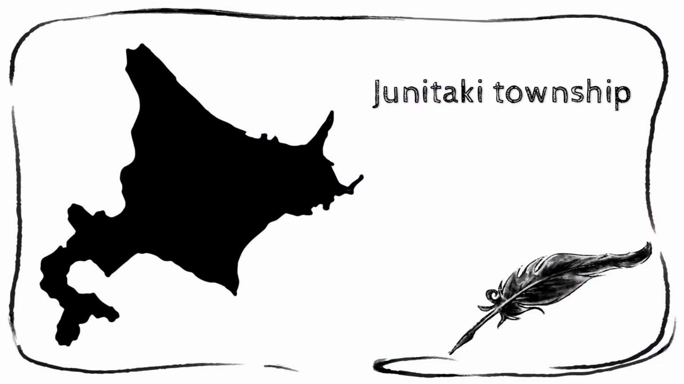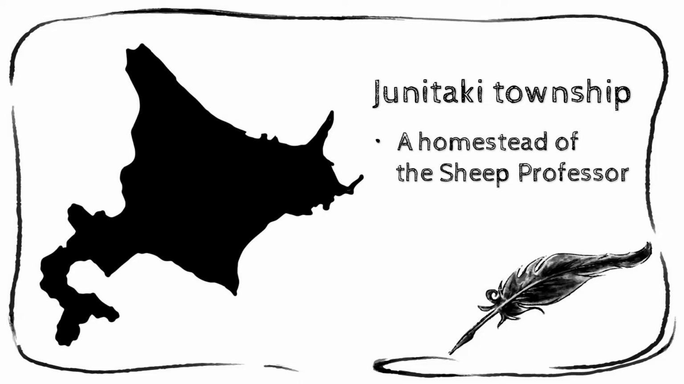We will examine the main setting of this work, the township of Junitaki. In this town of Junitaki, there is a homestead of the sheep professor, and also a villa of the rat. First of all, you won't find a town named Junitaki anywhere in Hokkaido, let alone anywhere else in Japan. It is a fictional town created by Haruki Murakami.